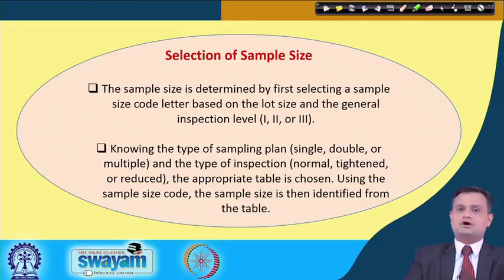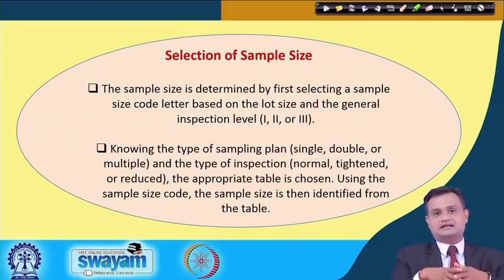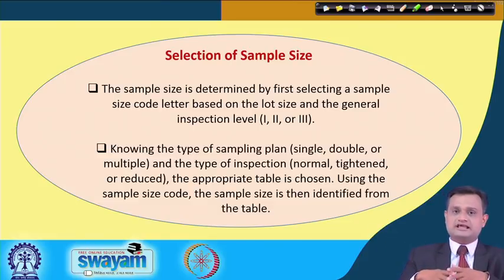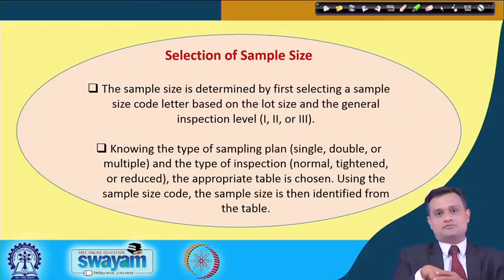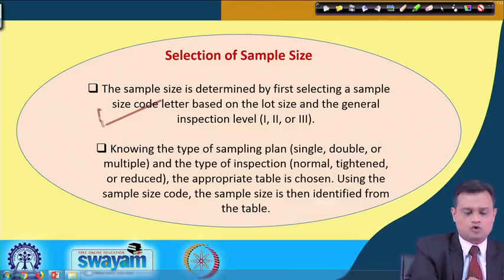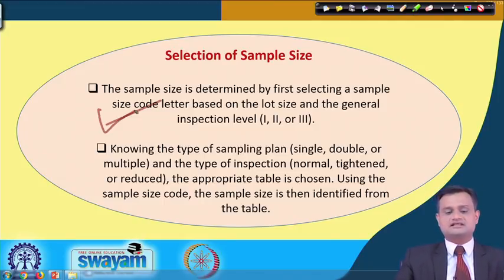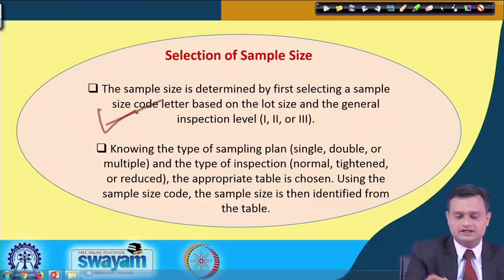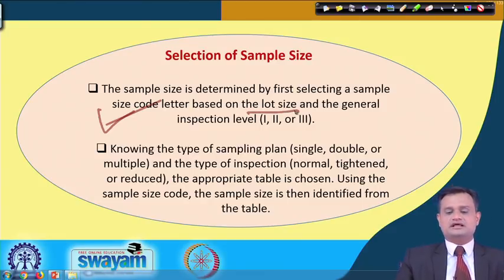So now we talk about the sampling, the selection of the sampling plan under the standardized schemes of ANSI and then Dodge-Romig. For selection of the sample size, we follow a very simple procedure. The sample size is determined by first selecting a sample size code letter based on the lot size and the general inspection level. So you know the health of your process, you choose the inspection level, and then with the lot size you will get a particular sample size. You can select the sample size based on a code letter.